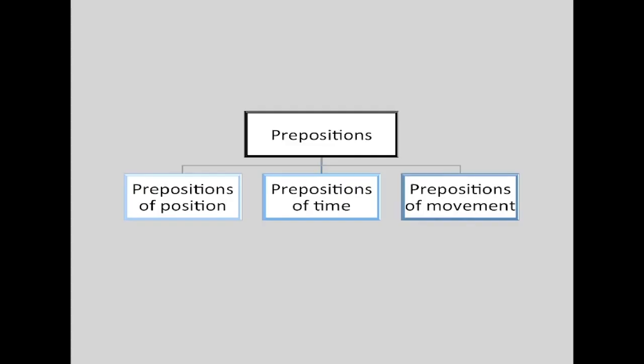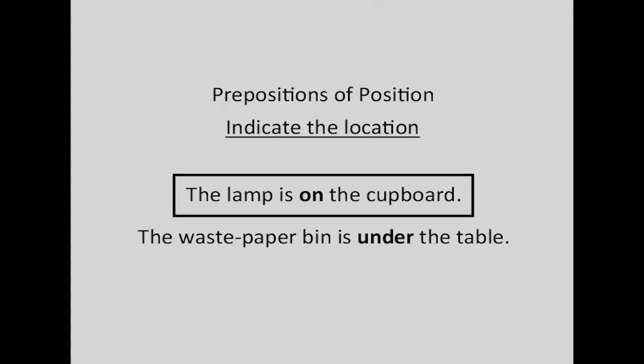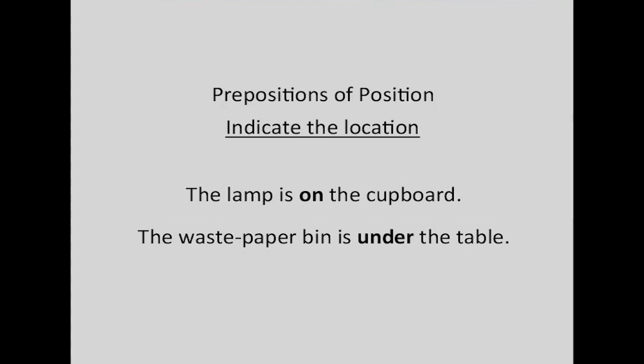There are many prepositions in the French language, and since most prepositions have more than one meaning, they are often used in varied contexts. But fortunately, a large number of prepositions can be categorized into 3 groups: prepositions of position, time, and movement. Let me illustrate these 3 groups with examples. Prepositions of position are those that indicate the location. In the sentence, the lamp is on the cupboard, or the waste paper bin is under the table, the words on and under are prepositions that point where something is.